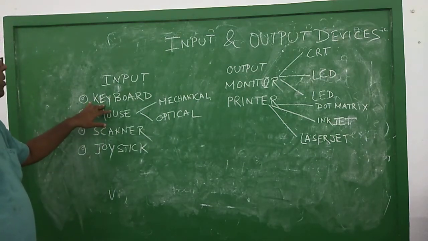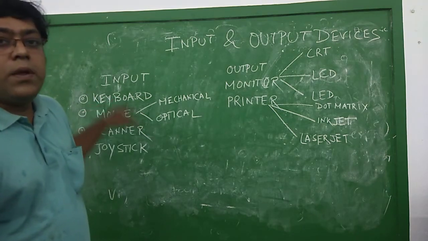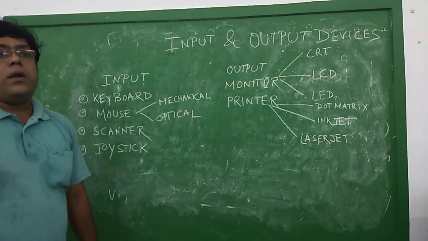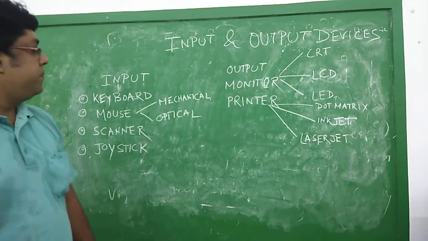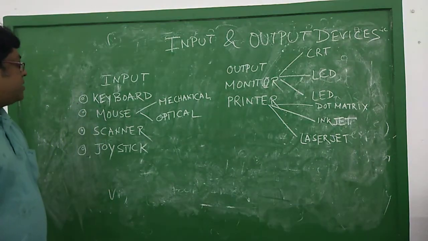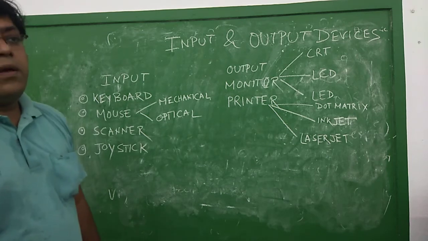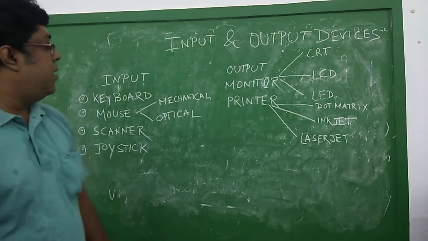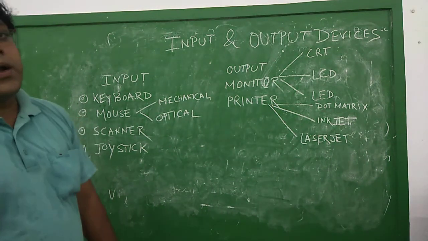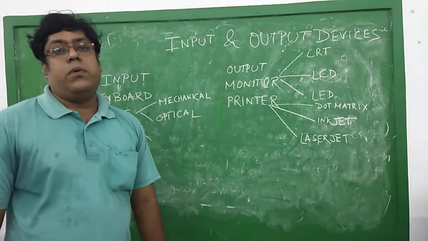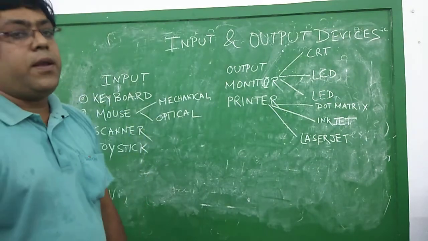First we are talking about the keyboard. Keyboard is an important input device which we attach with our computer. Several keys are present in the keyboard. Near about 110 to 125 keys are present in a keyboard.